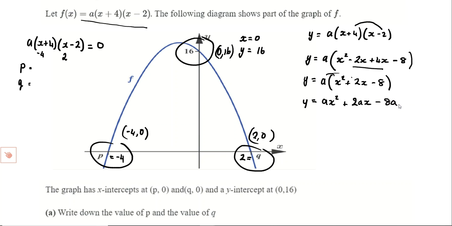Okay. What do you now know about this number at the end? Nope. Negative 8a is something. What have I got here now? I've got a, I've got b, and I've got c. So where's c on the graph?